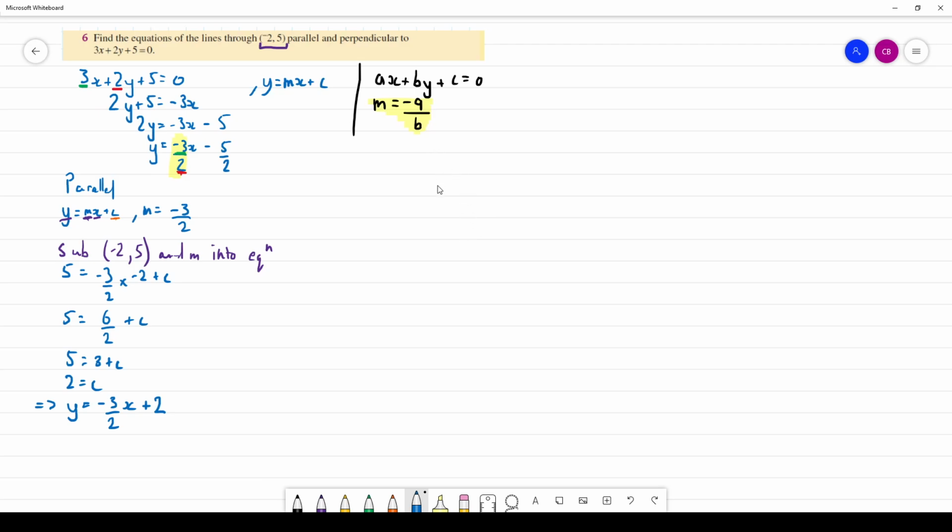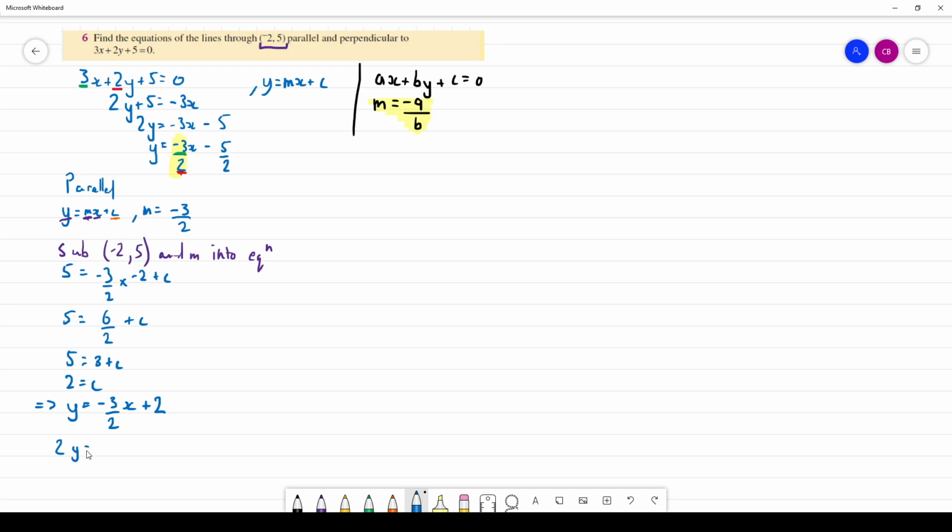Now, because the question gave it to us in that form, not gradient intercept form, it would probably be a good idea to convert it back into general form or standard form. So let's do that now. The problem right now is we have a fraction, this 2. So if we multiply everything by 2, we'll get rid of the fraction. So we can do that.